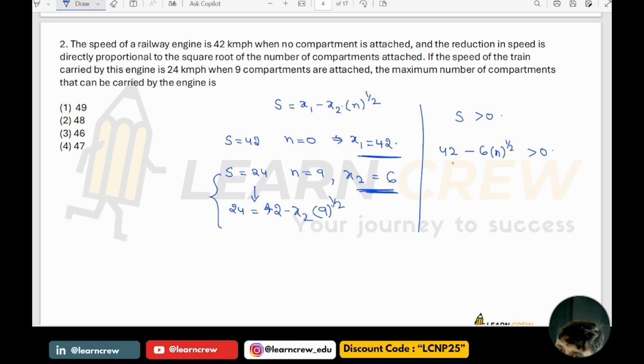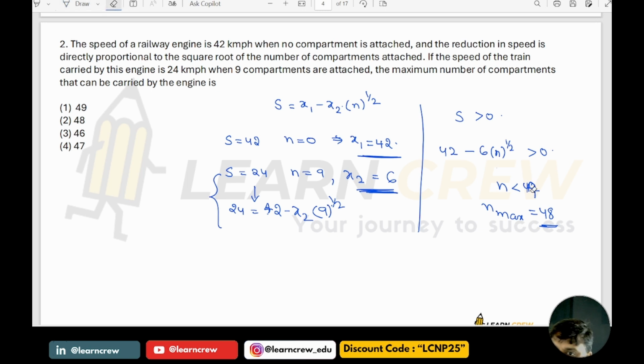If n is 49 here, it becomes 49 power 1 by 2, which means 7, and the expression becomes 0. For it not to become 0, n has to be less than 49. So what is the n maximum? N maximum is 48. Okay.